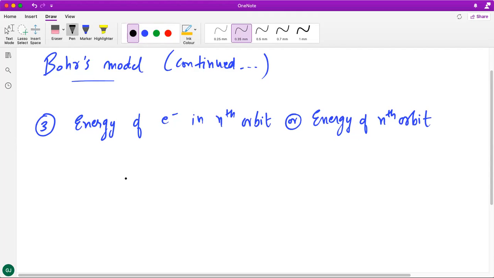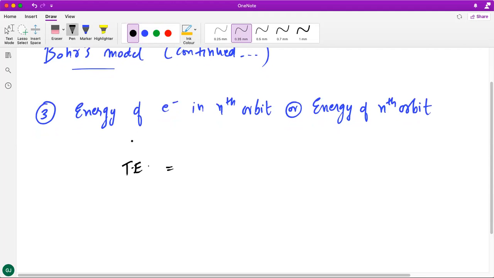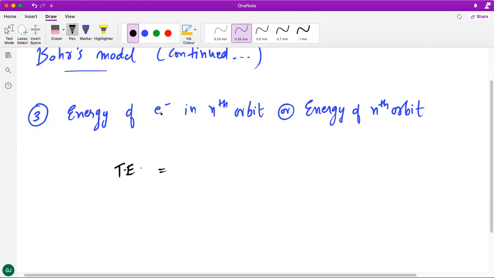Now, as a quick calculation of the energy of the orbit, the total energy of the orbit can be written down as the sum of kinetic energy and potential energy of the electron.